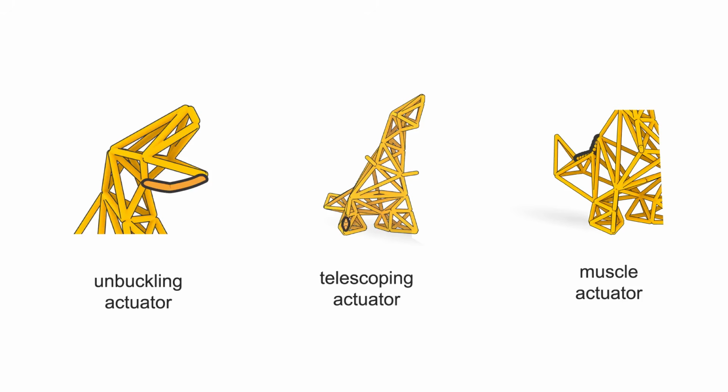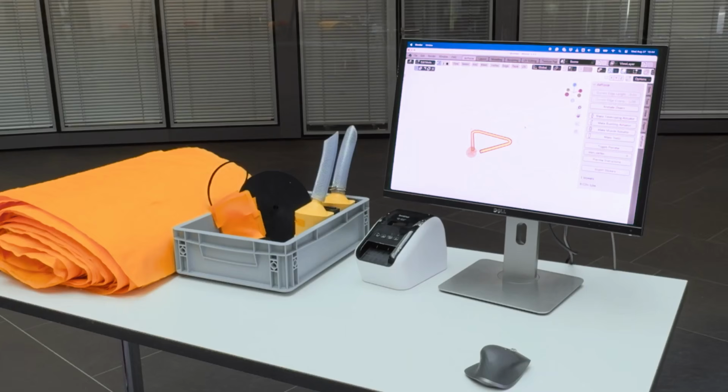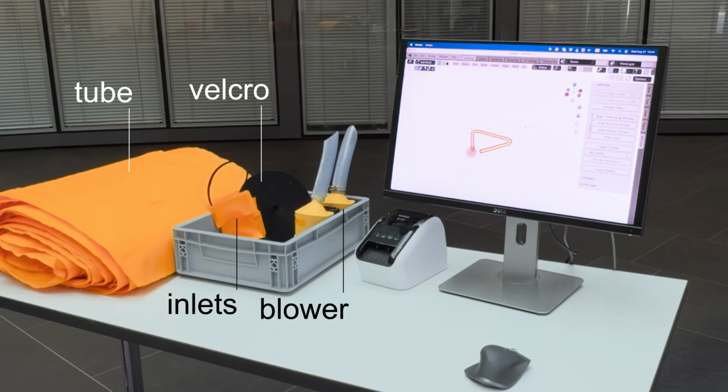In combination, we found unbuckling actuators, telescoping actuators, and muscle actuators to cover the requirements of large animatronic structures. For a democratized approach, AirForce uses no custom machinery, but instead allows users to create structures manually from pre-made tube, Velcro ties, custom blowers, and custom inlets.